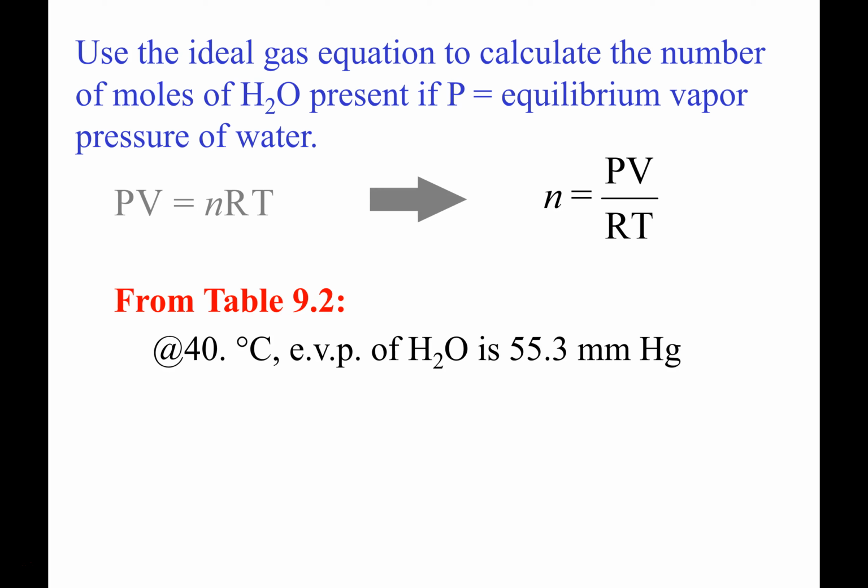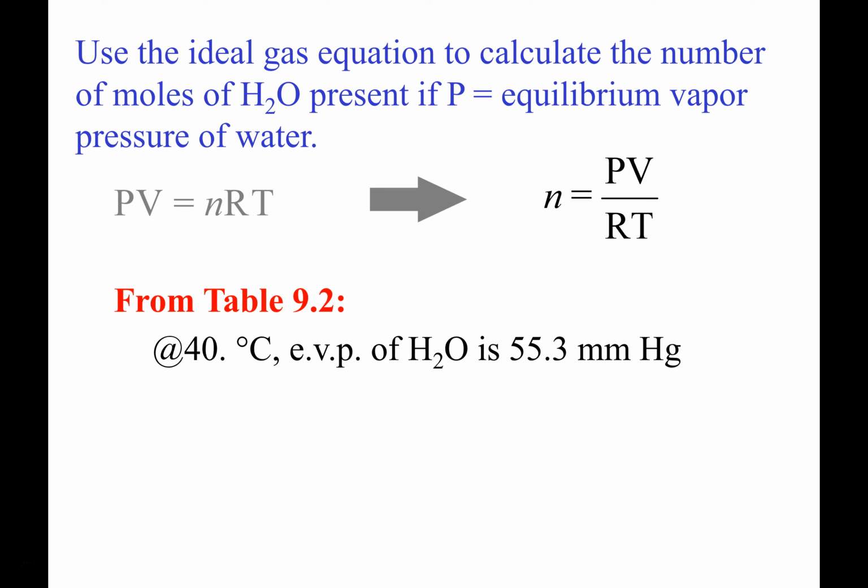If you look back up at the same table we've been looking at, if you jack up the temperature, of course you're going to jack up the equilibrium vapor pressure of water. So from the table, you're looking at 55.3 millimeters of mercury. That is actually going to be our pressure, P, in the ideal gas law equation.